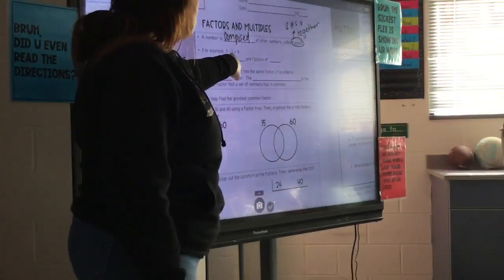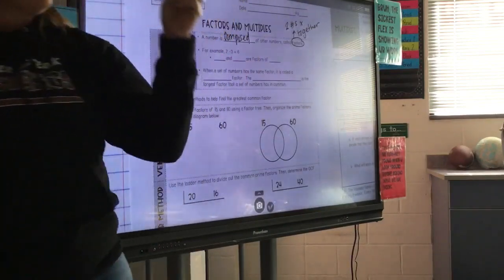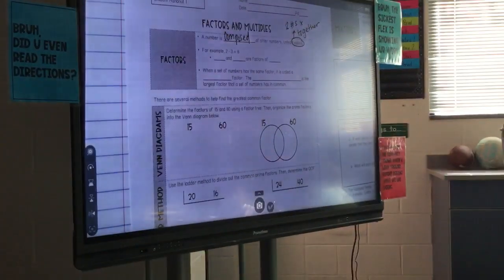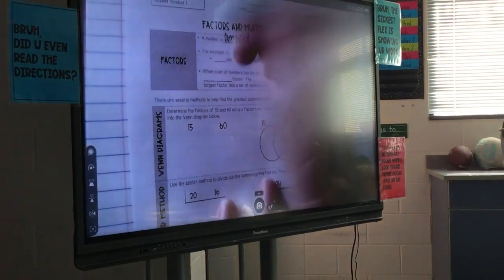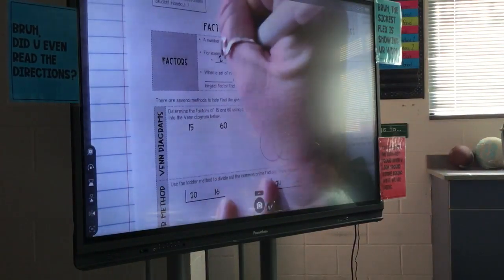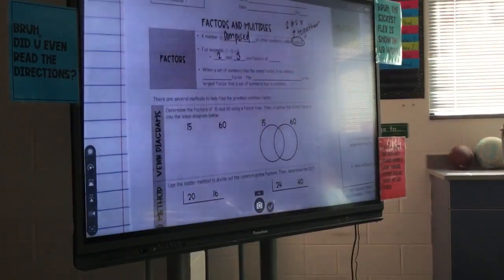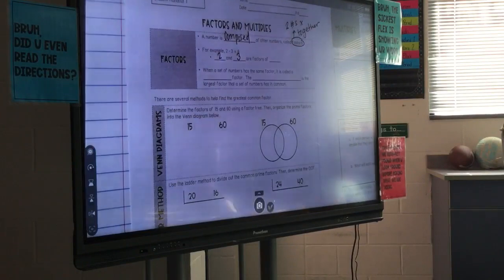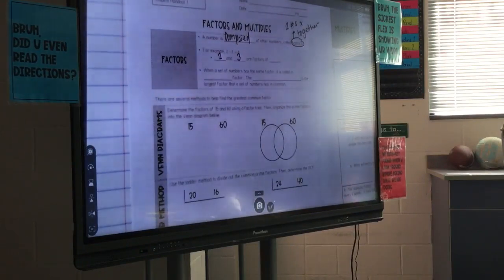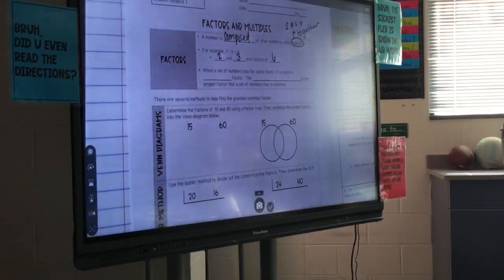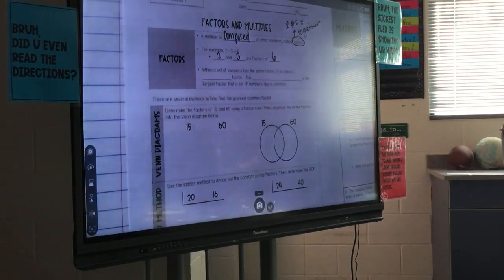So two factors would be 2 times 3. Those are two numbers multiplied together to give you an answer. So one of the factors is 2 and one of the factors is 3. And they are factors of what? Well, raise your hand, what do you get when you multiply 2 times 3? Sam? 6. You get 6. So those are two factors of the number 6.